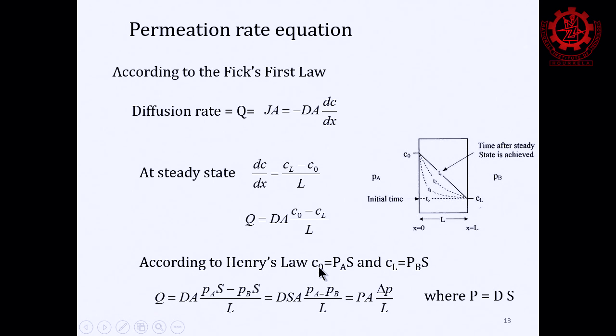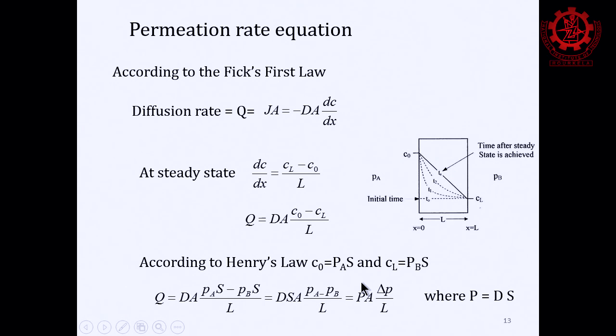And from Henry's law, we know the concentration is partial pressure multiplied by the solubility. So if you replace this, then you will get this equation, and eventually this solubility multiplied by diffusivity will give you P as a permeability.